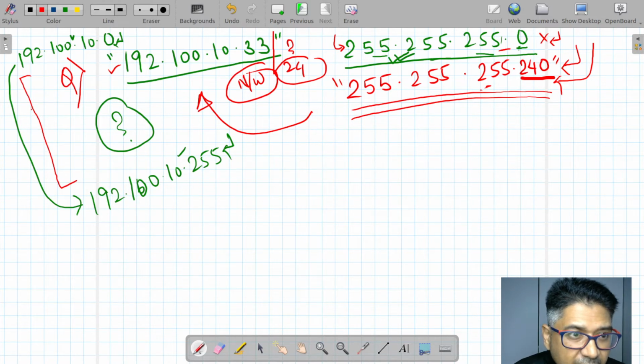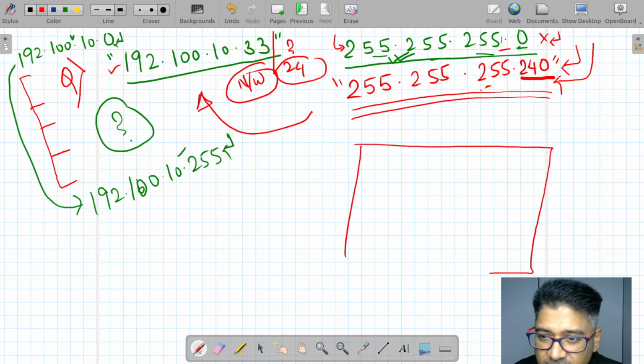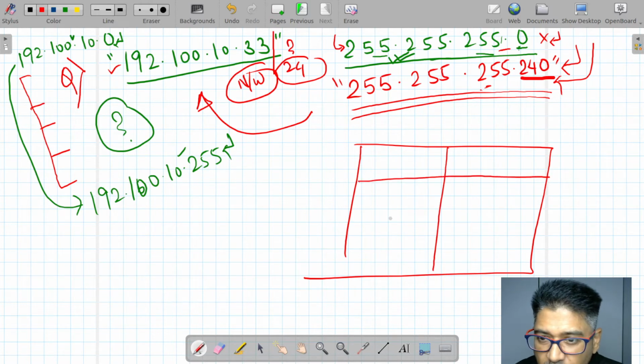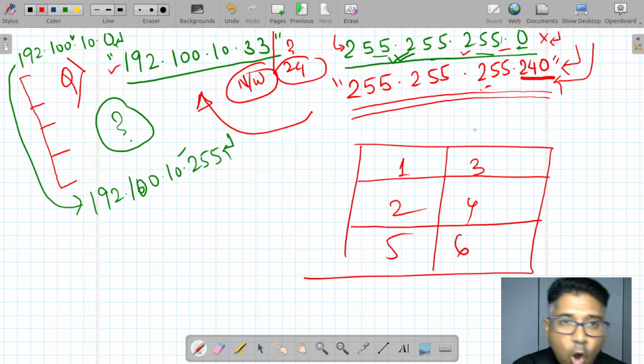In this big network, we make so many small networks. What is the subnetting I teach you? It's nothing. The big network is going to break into small networks, right? So here, by default, I have only one network. By using this subnet mask, they make so many networks. So let's understand how many networks we first have.